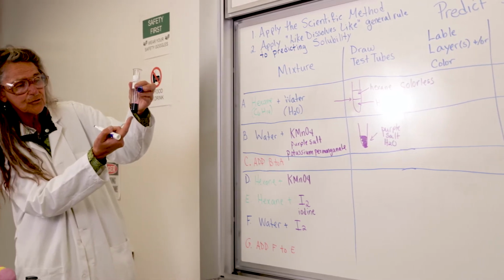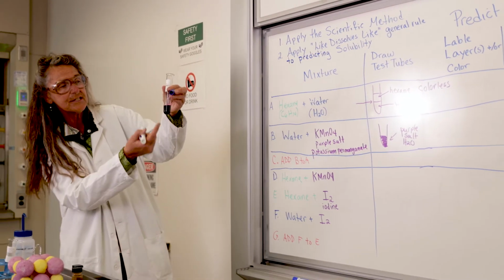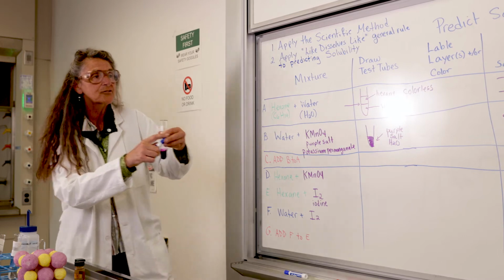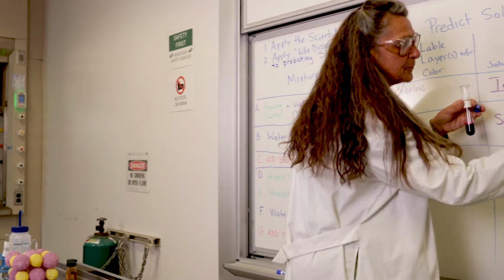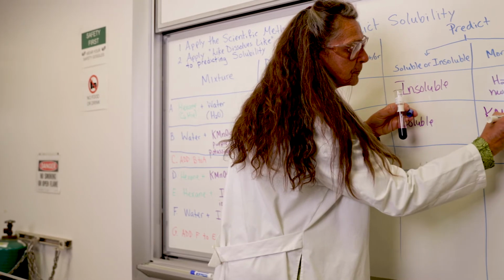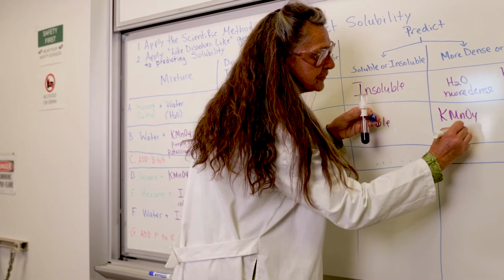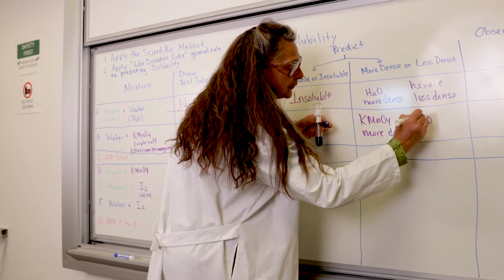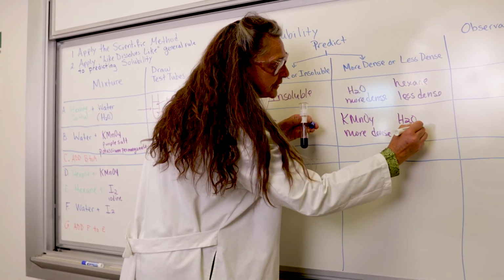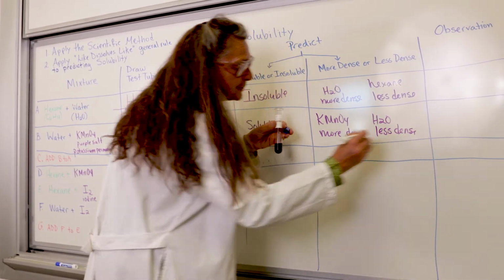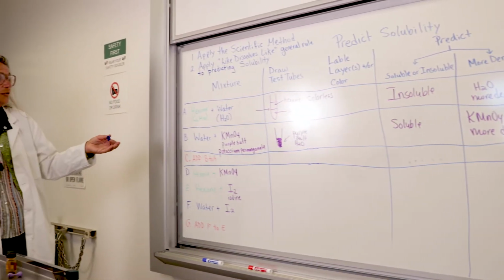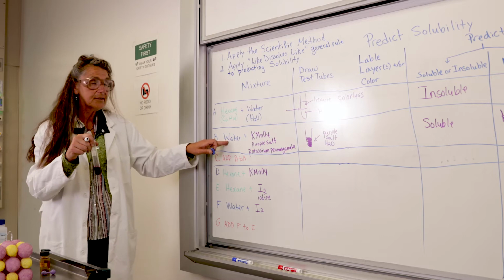And before we added the water, you can see that the solid salt was at the bottom. So actually the solid salt, the potassium permanganate, is more dense than the water, right? The water is less dense in this case. But when we mix them together, they are soluble. So again, this goes back to like dissolves like.